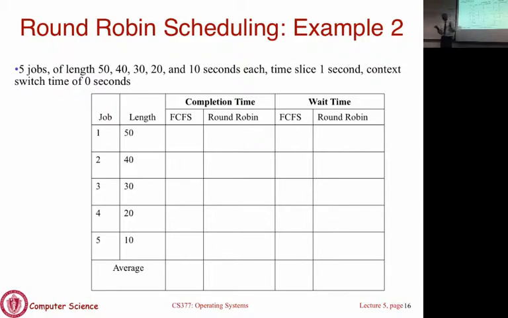So which one will finish first in FCFS? Job 1, because that's the order of arrival. So it's going to finish at time 50. It arrived at 0, it's going to run, finish at time 50. Job 2 finishes next, at time 90, 120, 140, 150. So that's simple. Now think about round robin.